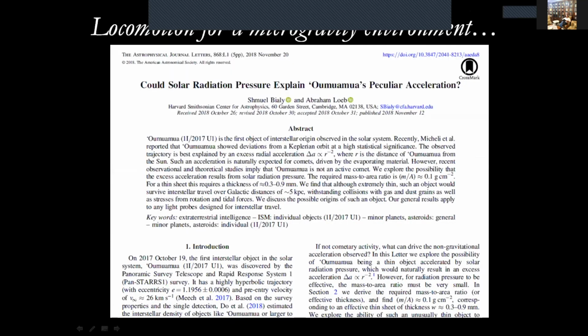And here's another idea. Everybody's probably heard about what Abraham Loeb has had to say about 'Oumuamua. He's even written a book about this. It just came out in the past few months.